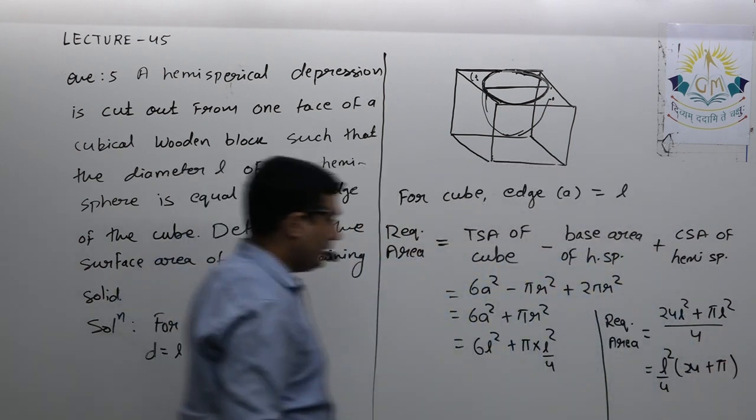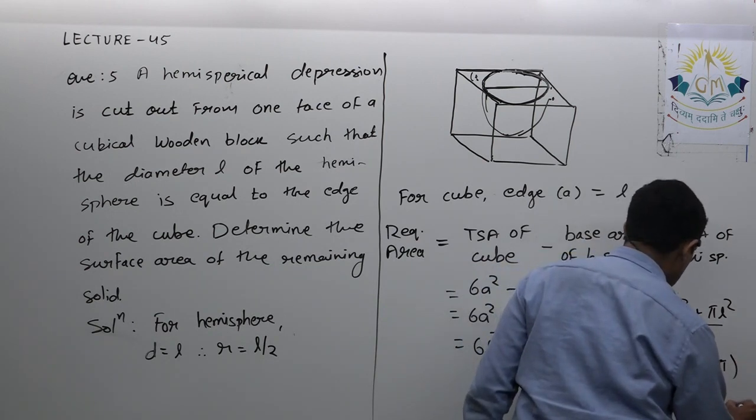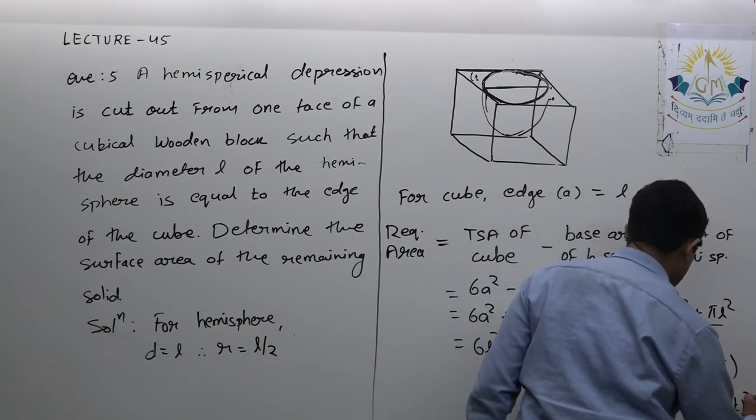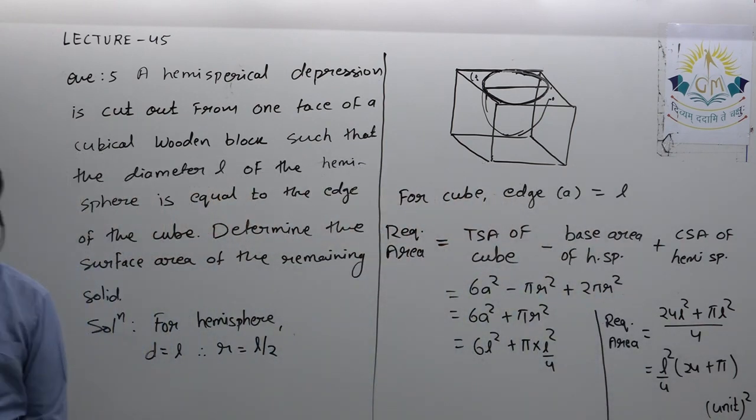given. Or if nothing is given, then I write unit square, this much unit square. Okay, so this is the final answer. Please note it down, then we'll see the next question.